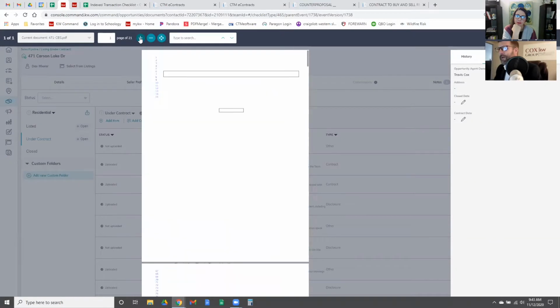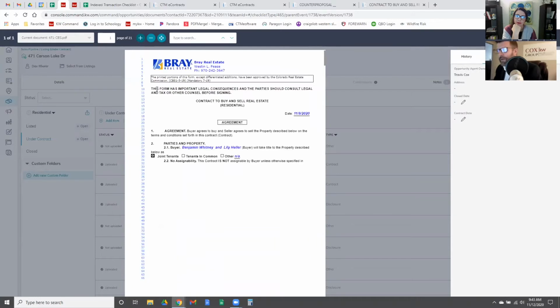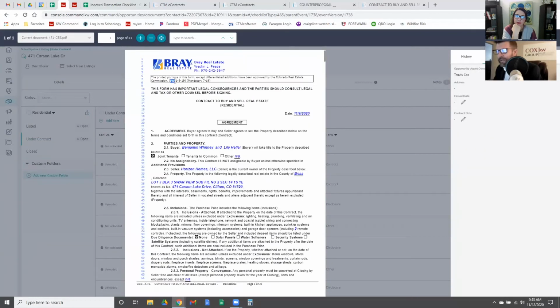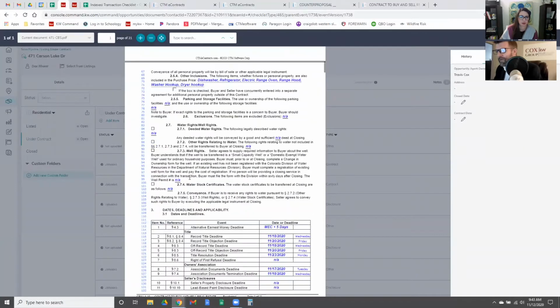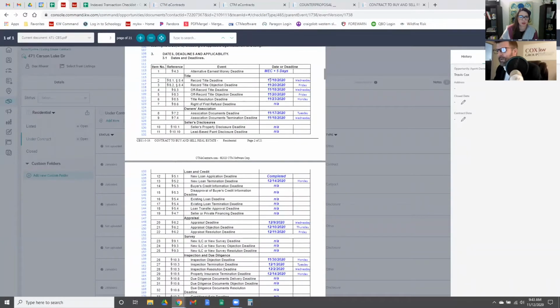contract to buy sell. By the way, that name CBS, you see it right there? That is the commission's name for this form, CBS 1519. So we're going to go down to the dates and deadlines table. We're going to put these dates and deadlines in.